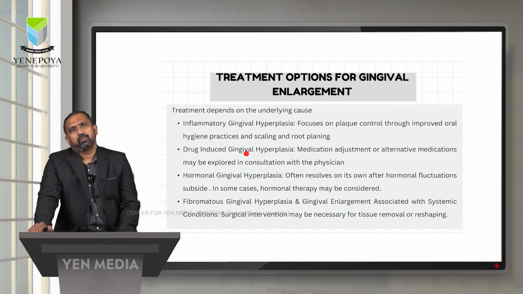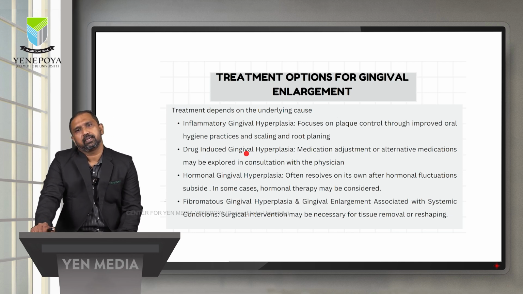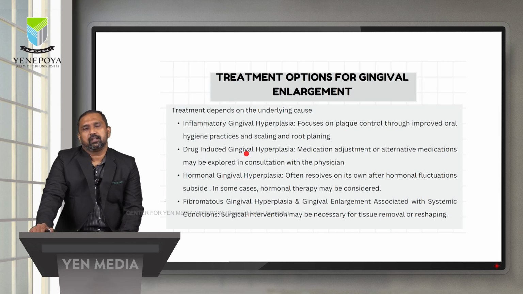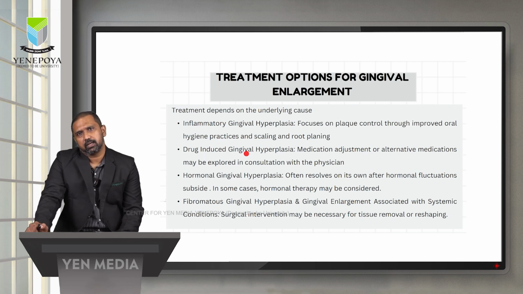A hormonal gingival hyperplasia usually resolves when the hormonal fluctuations subside or come down. Sometimes hormonal therapy may also be considered in some situations. Fibromatosis gingival enlargement, in severe cases, definitely requires surgical intervention, and various surgical modalities are available for excision of these gingival tissues, from the conventional scalpel method to advanced laser therapies or electrosurgical techniques, which can be used to excise the gingival tissues. Those are the treatments for fibrous gingival hyperplasia.